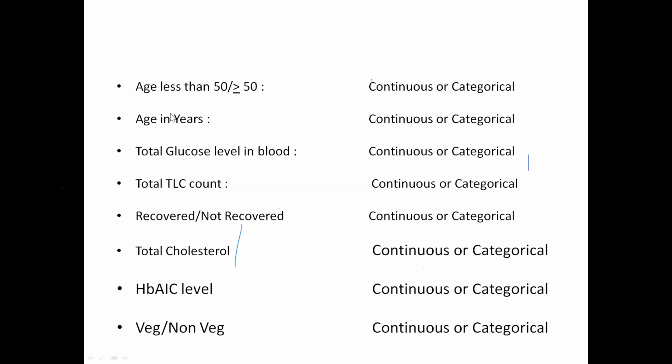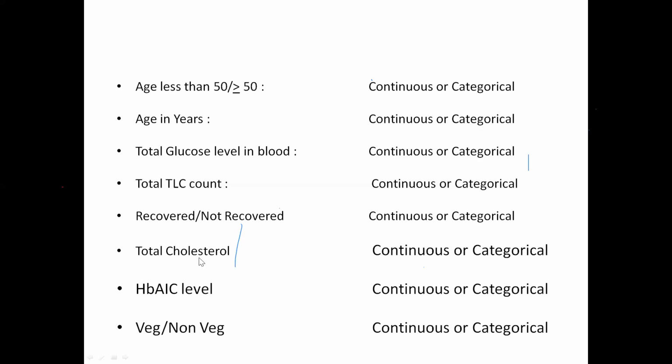So now, age in years: continuous. Total glucose level in blood is what? Continuous. Total TLC count: continuous. And what about recovered and not recovered? Categorical. And total cholesterol level in blood?